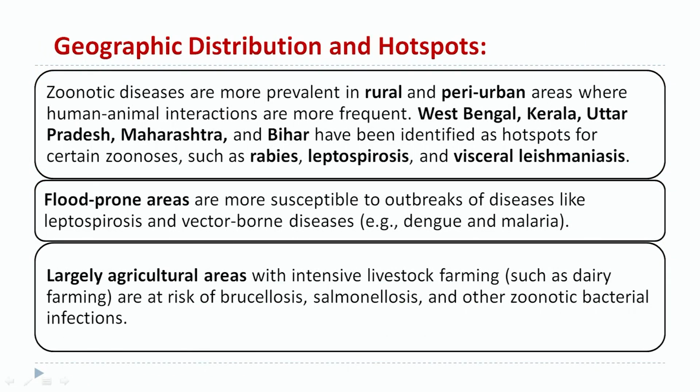Now, what are the different hotspots and the geographical distribution under the Indian condition? Zoonotic diseases are mainly prevalent in rural and peri-urban areas where the human and animal interaction is more, like in the states of West Bengal, Kerala, and Bihar. Also, in flood-prone areas, the distribution of zoonosis is more, mainly for vector-borne diseases and leptospirosis, as we have discussed earlier. Along with this, large agriculture settings where intensive livestock farming is done work as a hotspot for the different zoonotic diseases.